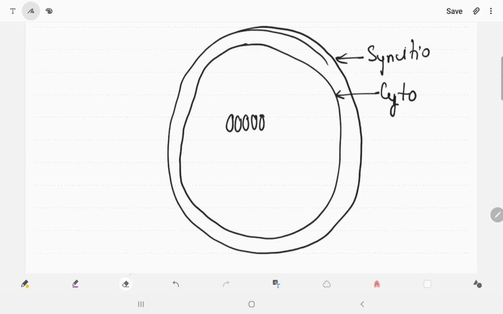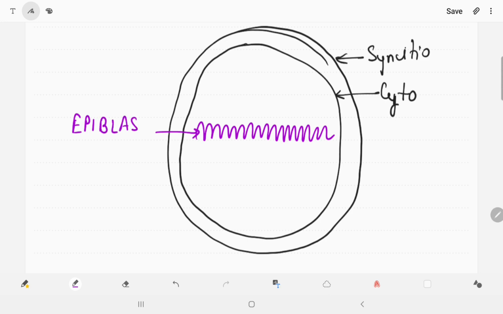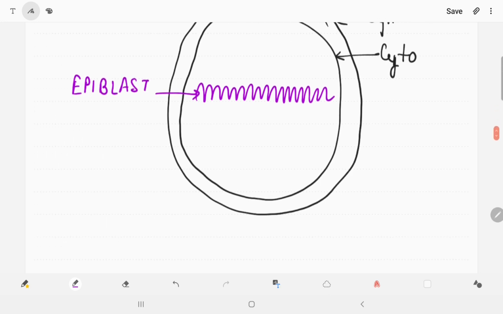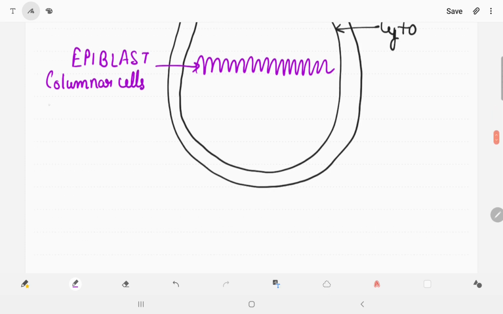So this inner cell mass will undergo further development. This inner cell mass will now differentiate into two layers. What are those two layers? This layer is known as the epiblast, and these are actually columnar cells. They are tall columnar cells as you can see them, and they will in future develop into the ectoderm.